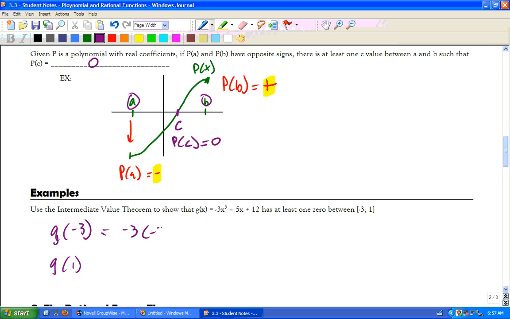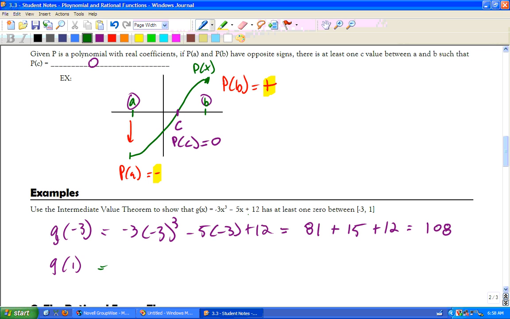Negative 3 times negative 3 cubed minus 5 times negative 3 plus 12. Negative 3 cubed gives us negative 27, times negative 3 gives us 81, plus 15 plus 12 equals, that's 81 plus 27, which is 108. Even if it's not 108, I know for a fact that thing is going to be positive.